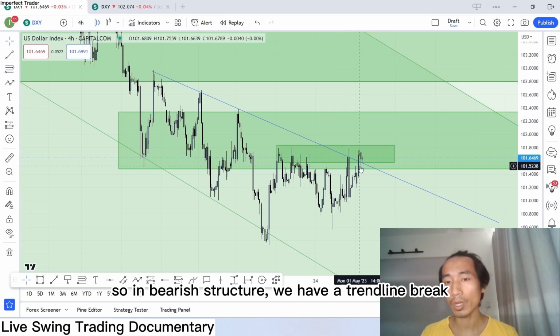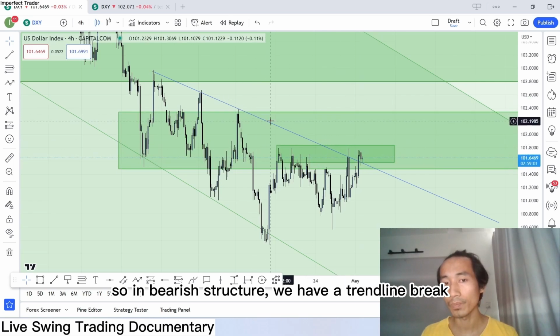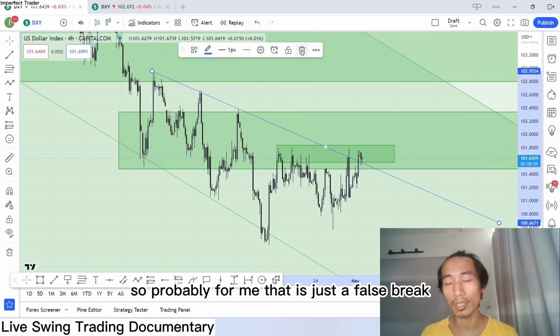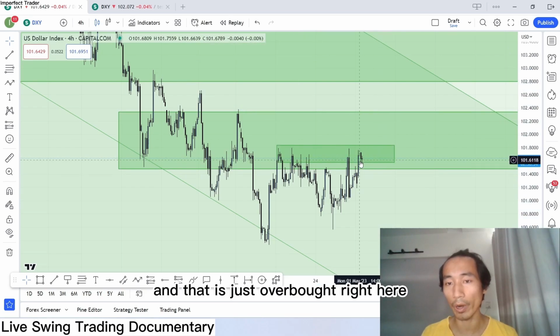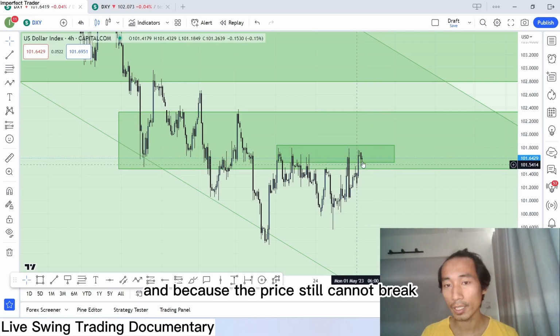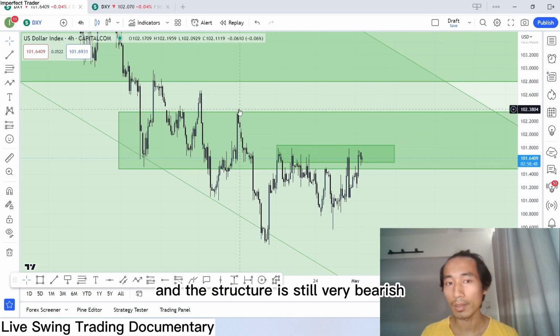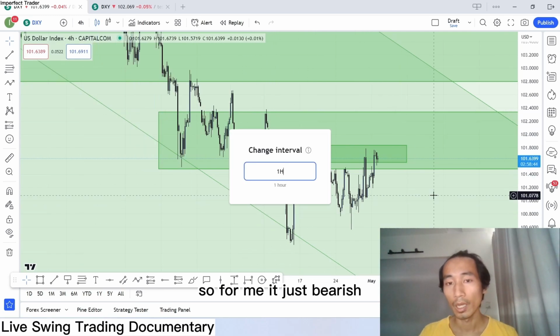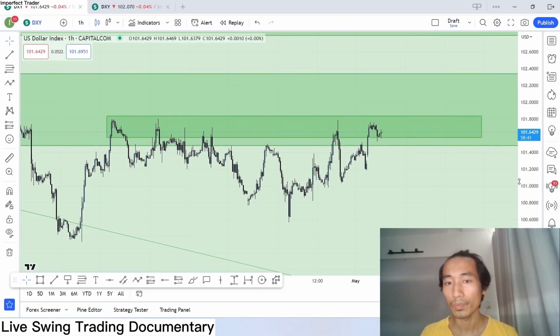And from what I'm seeing, it is still a bearish structure. So in a bearish structure, we have a trend line break. Probably for me, that is just a false break, and that is just overbought right here, because price still cannot break above this resistance, and the structure is still very bearish. So for me, it's just bearish.